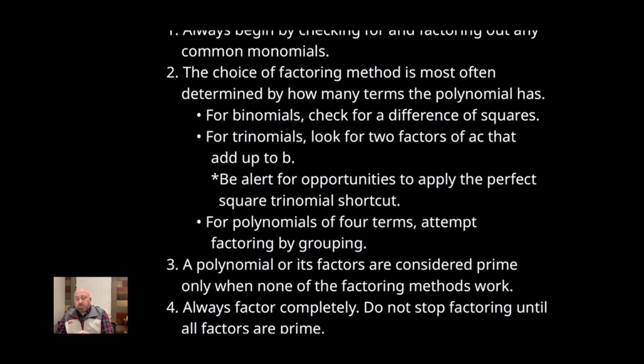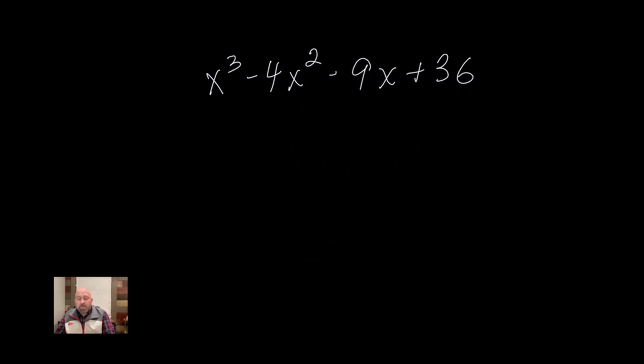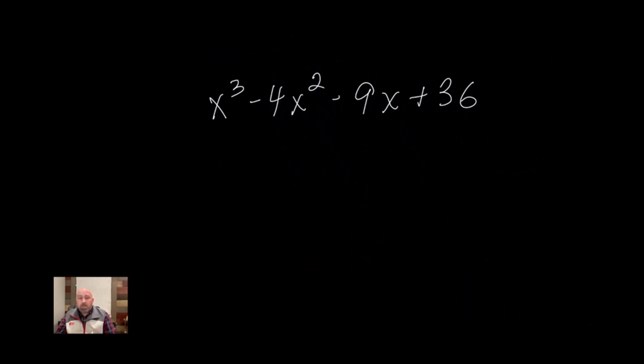Step 2, we want to choose what type of factoring method that we're going to use. So do we have binomials? No, we actually have 4 terms. So we have a polynomial. Notice this says for polynomials of 4 terms, attempt factoring by grouping. So now we need to go back to our factoring by grouping to try to remember how to do this.